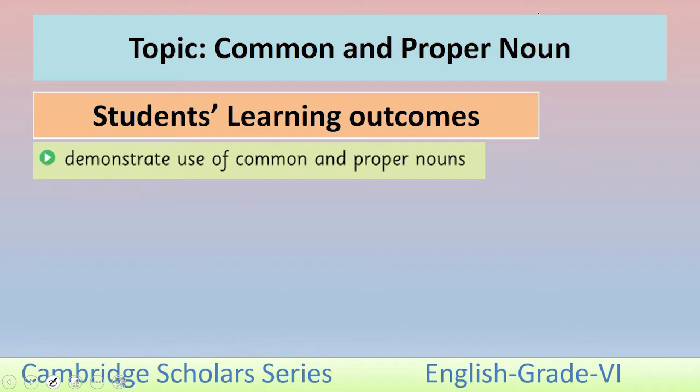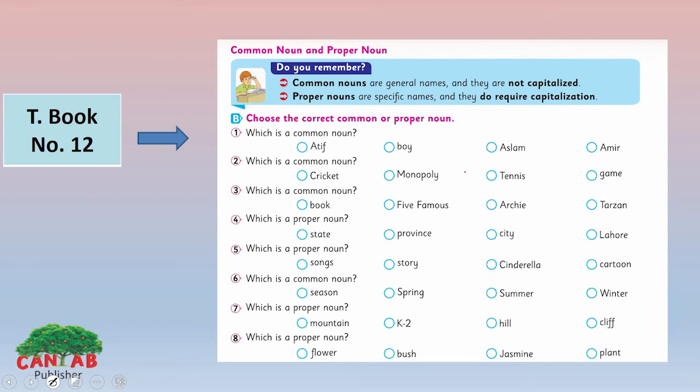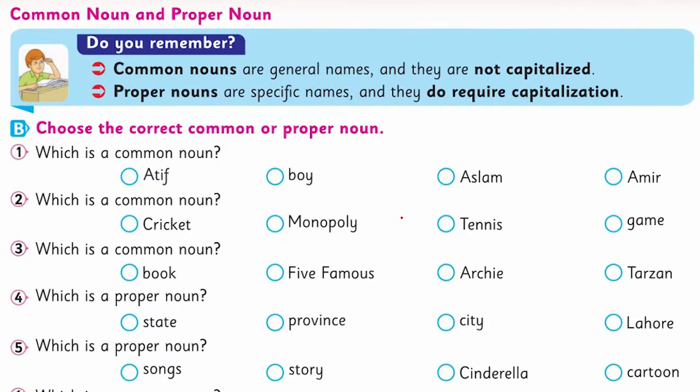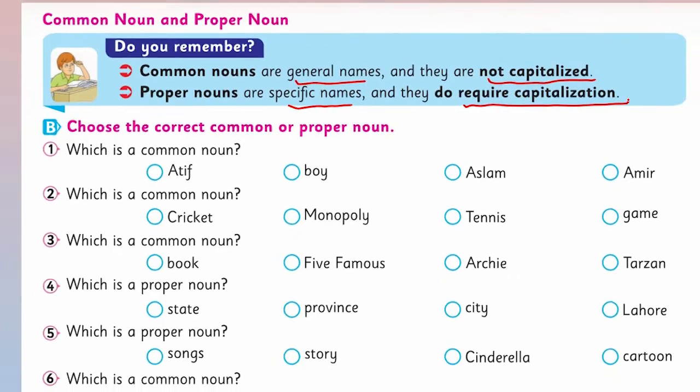Our topic is common and proper noun. The SLO of this lesson is to demonstrate use of common and proper nouns. I hope, dear student, you have learned about the common noun and proper noun in your previous class too. Let's take a quick recap. Common nouns are general names and they are not capitalized, whereas proper nouns are specific names and they do require capitalization.